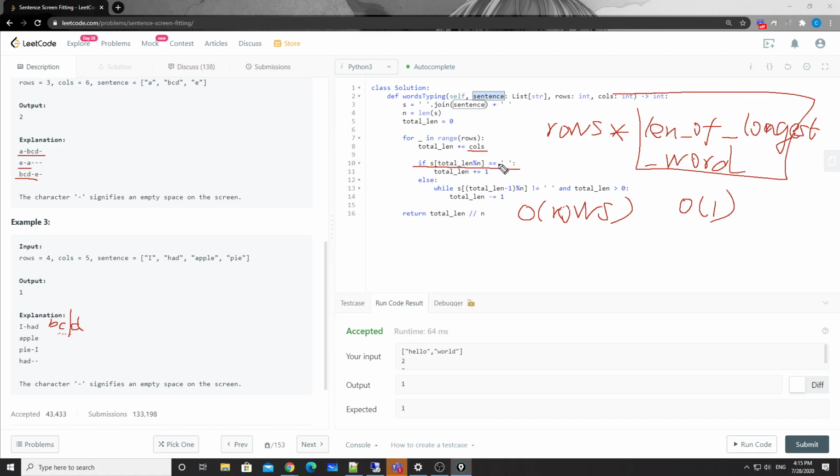I think that's pretty much what I want to talk about for this problem. Try to remember this idea of how to check the space and how we can fit the entire word list into a single row, right? And again, I don't think this is a commonly asked question during an interview. I think it's good for you to understand the concept, the solution or the idea behind this problem.